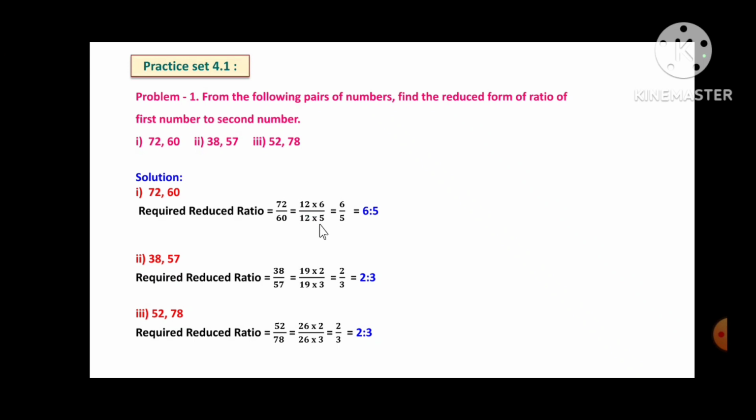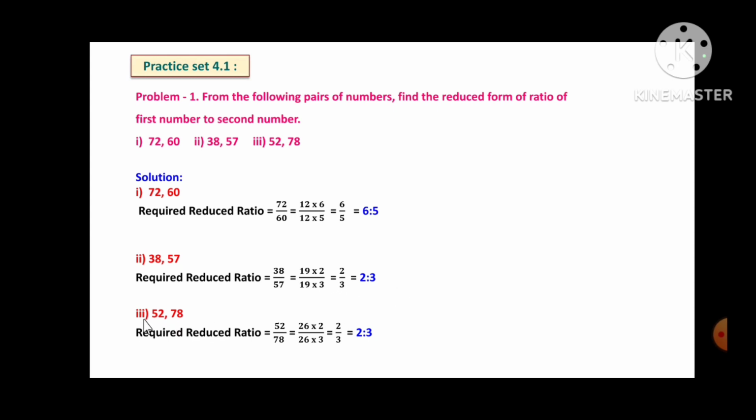So 12 gets cancelled, we will be getting 6 upon 5, which is 6 as to 5. Second is 38 and 57. Required reduced ratio is 38 upon 57. So here 38 can be written as 19 into 2 and this 57 can be written as 19 into 3. 19 gets cancelled. We are getting 2 upon 3, that is 2 as to 3.